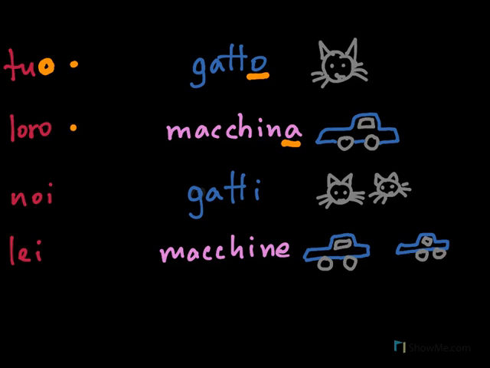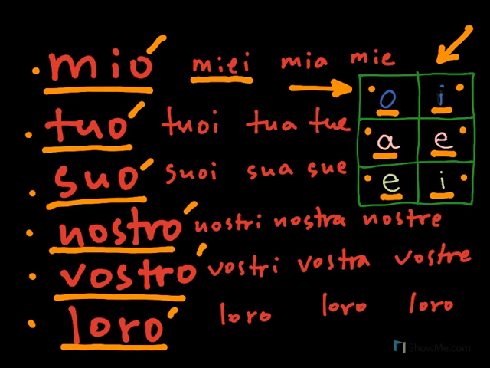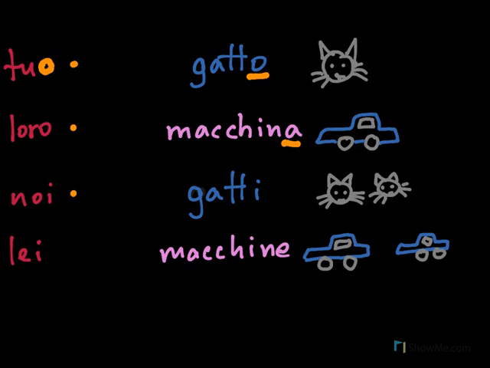Next one is noi, we, and you have here gatti, plural, masculine. So you have noi, you go back, you look, nostri. You have here nostri gatti.